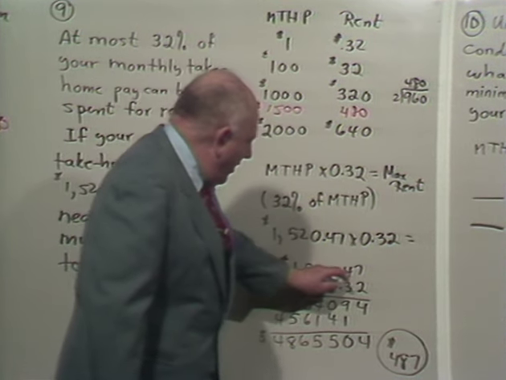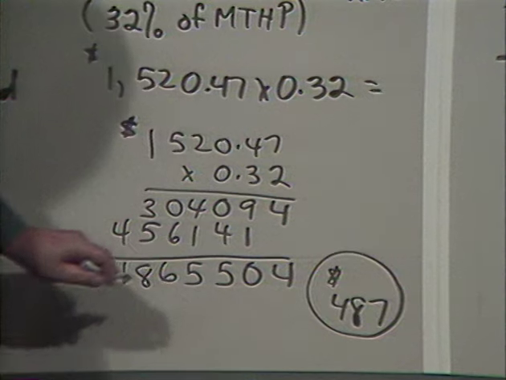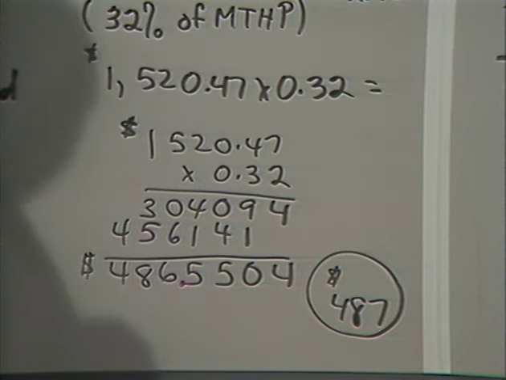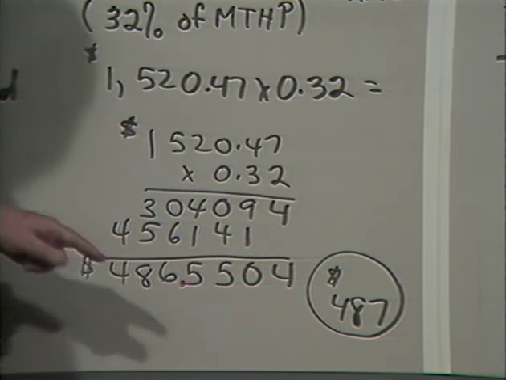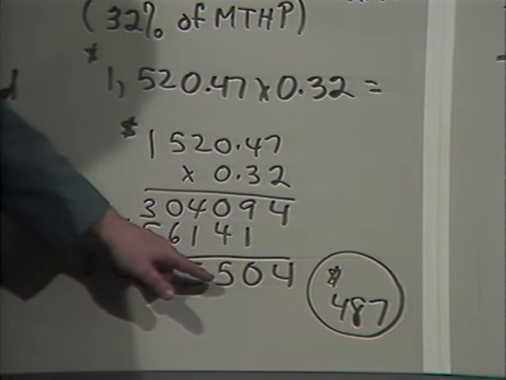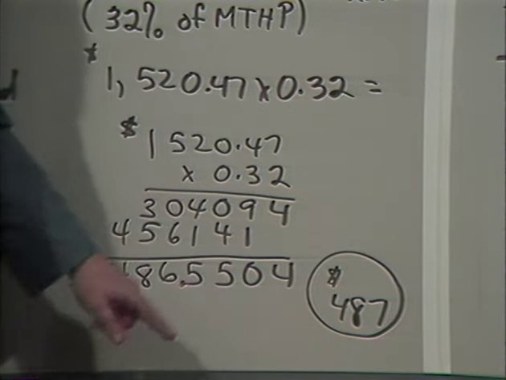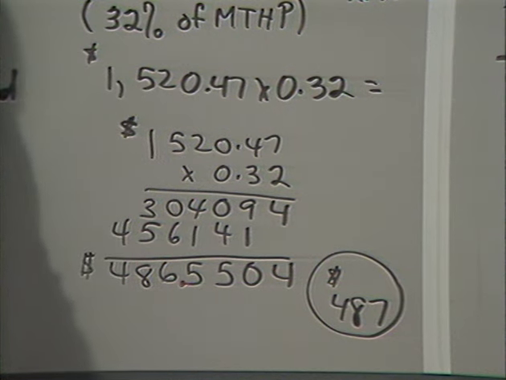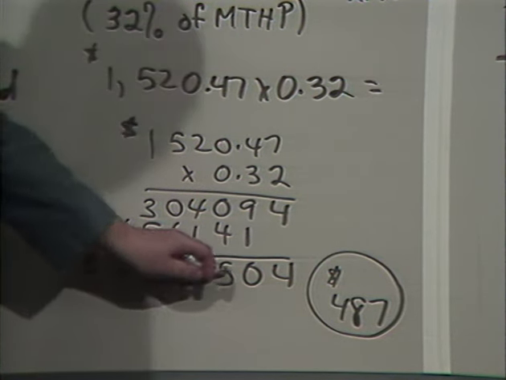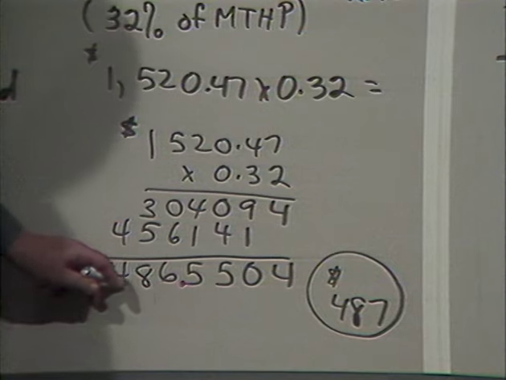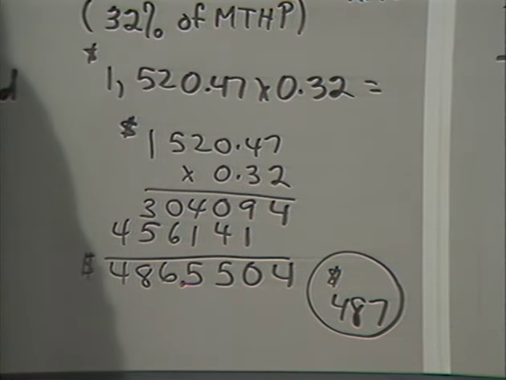Anyway, we multiply this whole thing out. And what do we do now? There are 4 digits to the right of the decimal point. We move the decimal point in 4 places to the left. We get $486.5504. But the problem says to the nearest dollar, since 55 cents is more than half of a dollar, we round the answer up to $487. Okay?